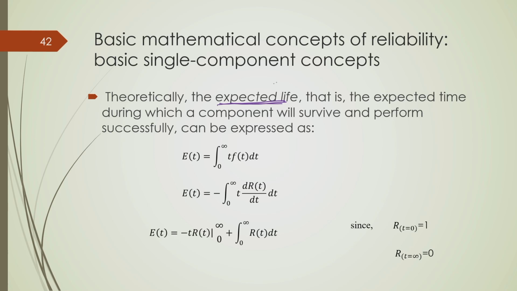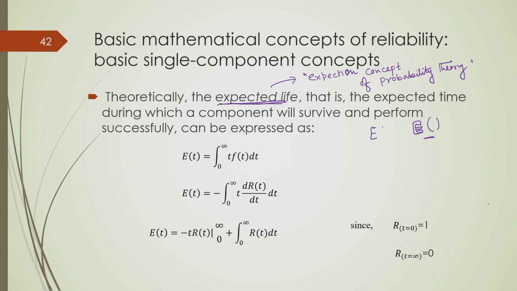This concept comes from the expectation concept of probability theory, which is well known, and this is represented by capital E, or sometimes one symbol is used. This type of symbol is used to represent the expected outcome of a particular event in probability theory.